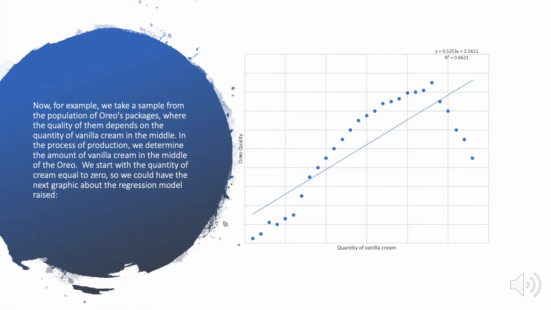Now, for example, we take a sample of the population of Oreo packages, where the quality of them depends on the quantity of vanilla cream in the middle. In the process of production, we determine the amount of vanilla cream in the middle of the Oreo. We start with the quantity of the cream equal to 0, so we could have the next graphic about the regression model raised.